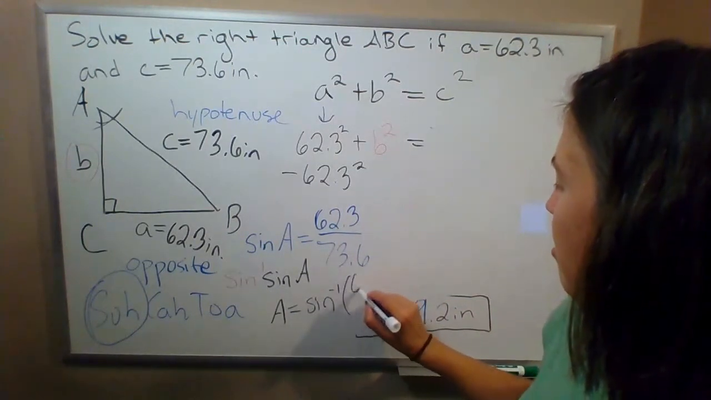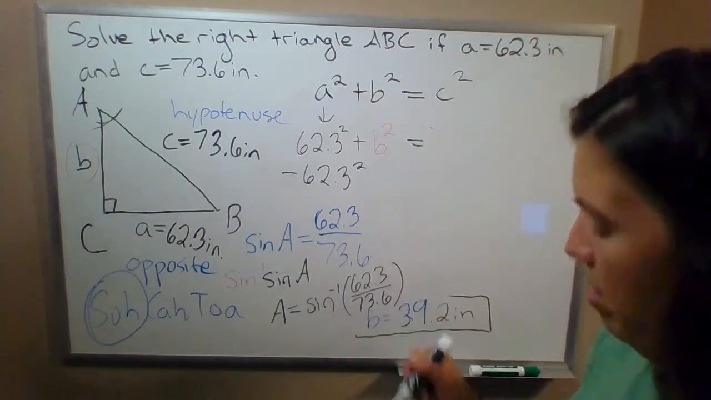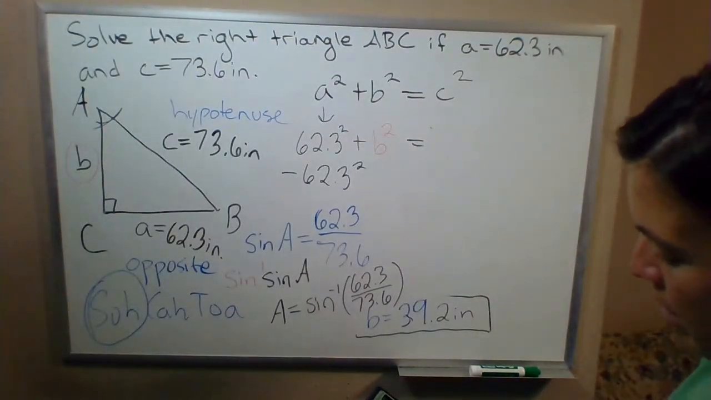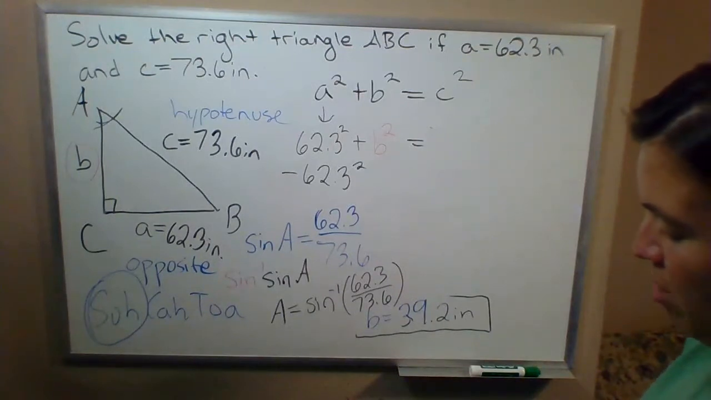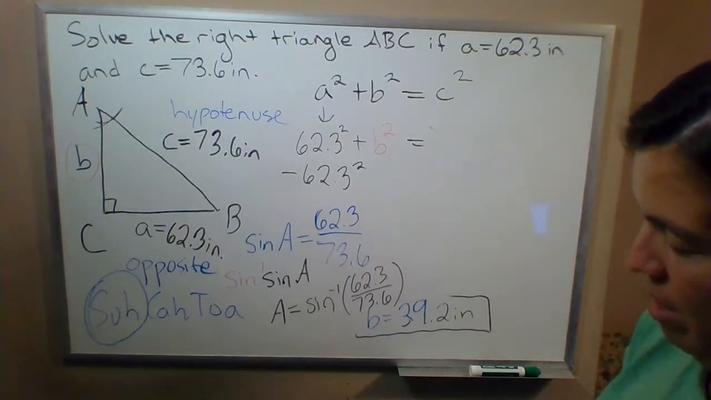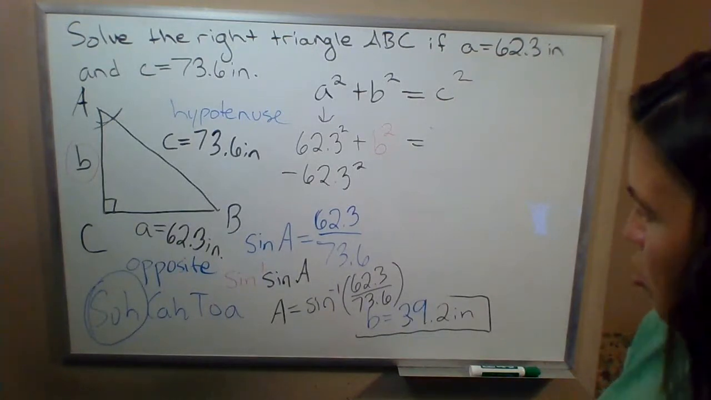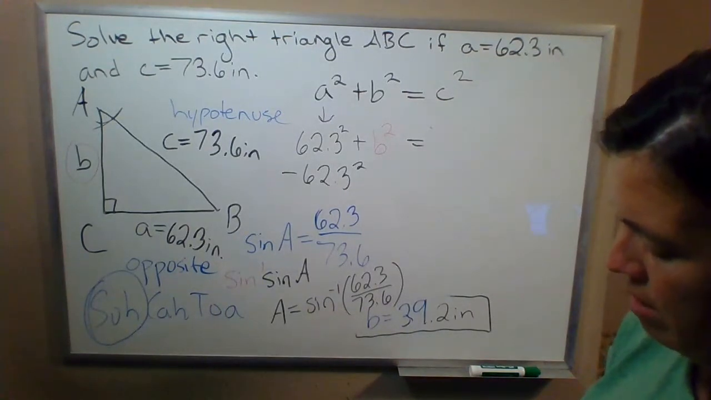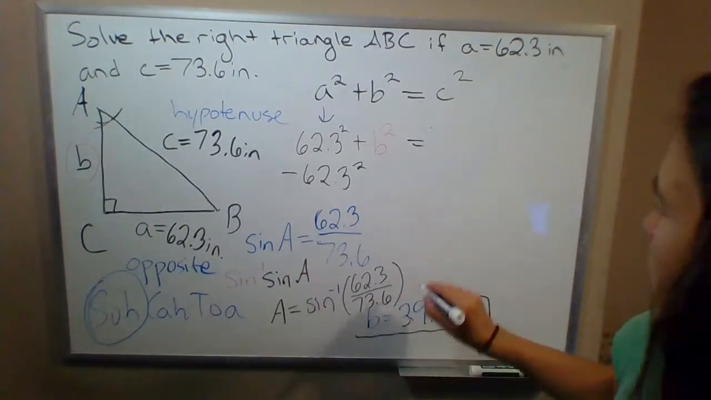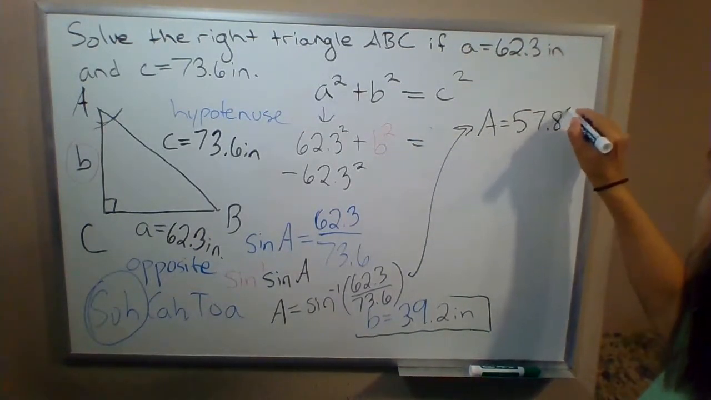It's equal to, so then I need to do inverse sine of this side. Inverse sine of 62.3 divided by 73.6. And so if you punch that into your calculator, and I believe we want to be in degrees here. So that's one thing, make sure that your calculator is in degree mode, which mine was not. So it's good that I remembered to check. Inverse sine of 62.3 divided by 73.6 is 57.8. So angle A measures approximately 57.8 degrees.